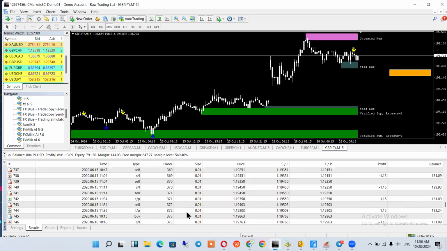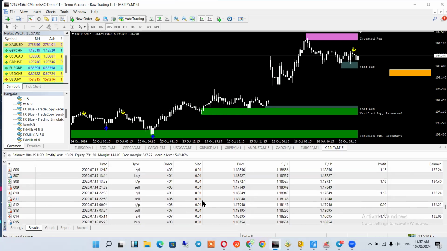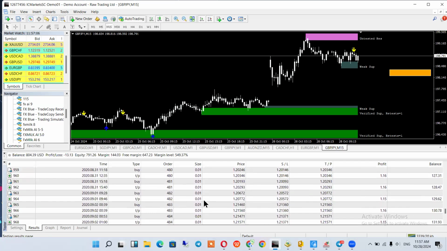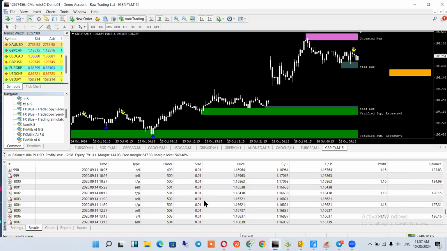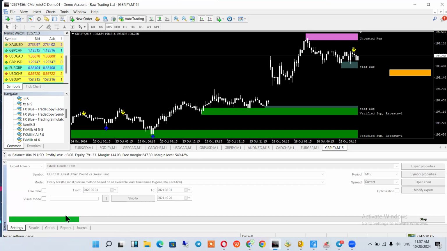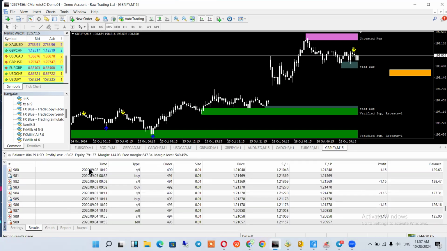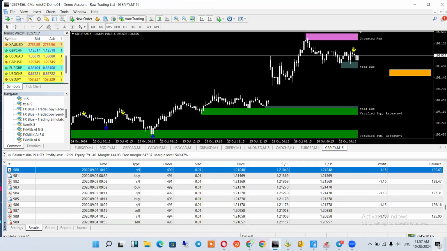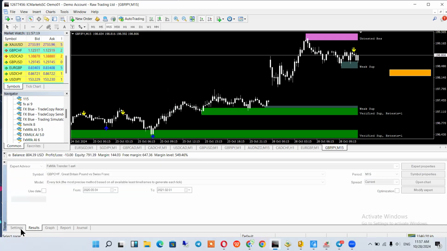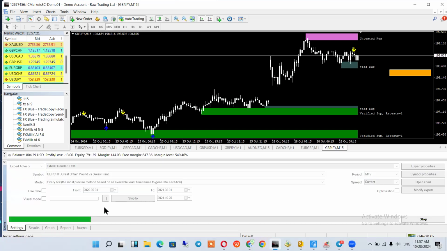It's prop firm standard, the kind of things prop firms want, the kind of things every individual and every investor wants. So it's a TP or an SL, so nothing else. And I'm testing from 2020, and today this is 2024. So that's about a 4-year back test history.